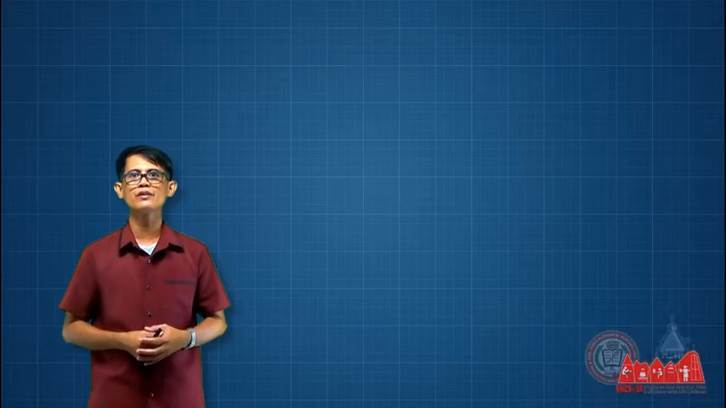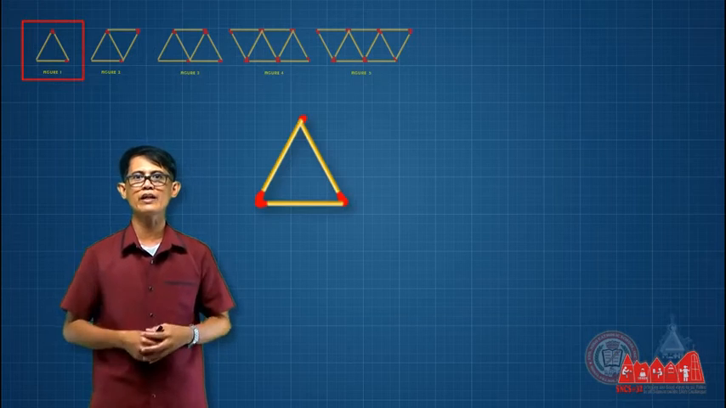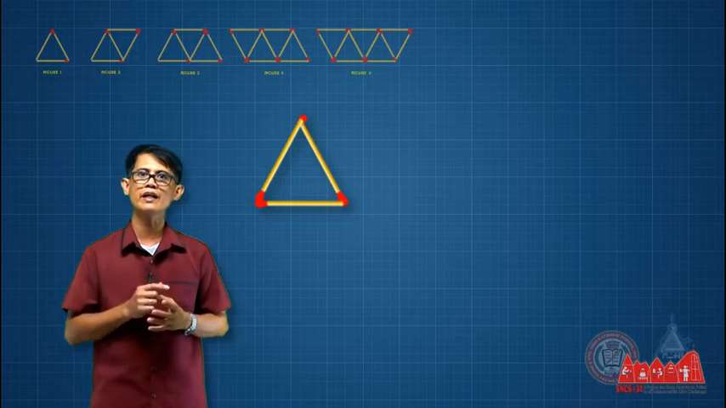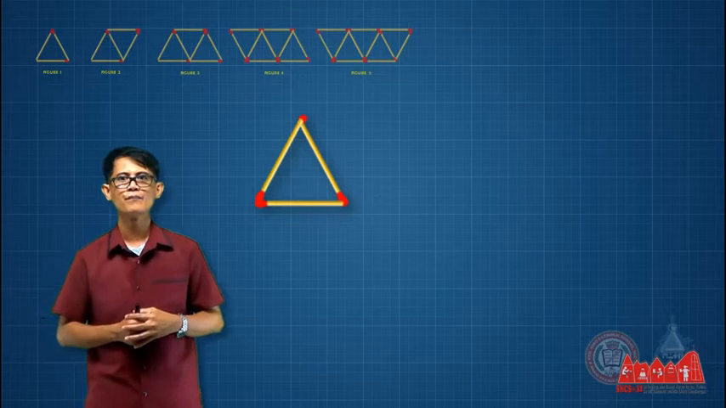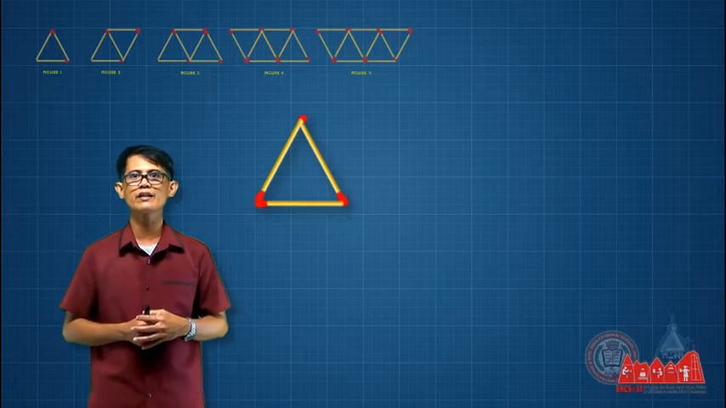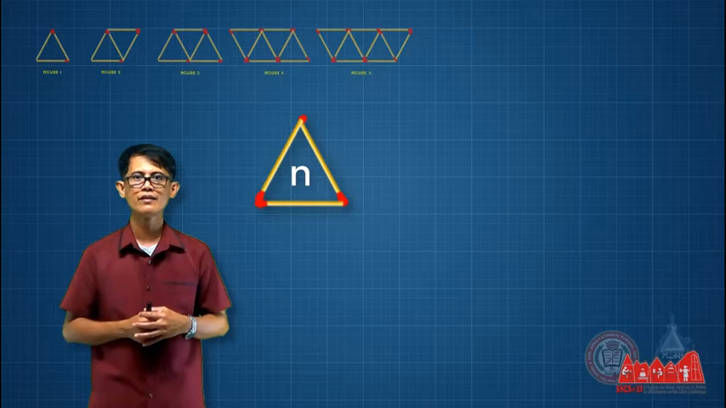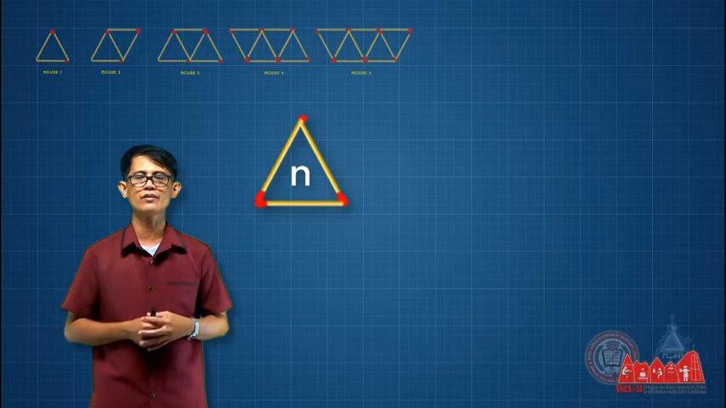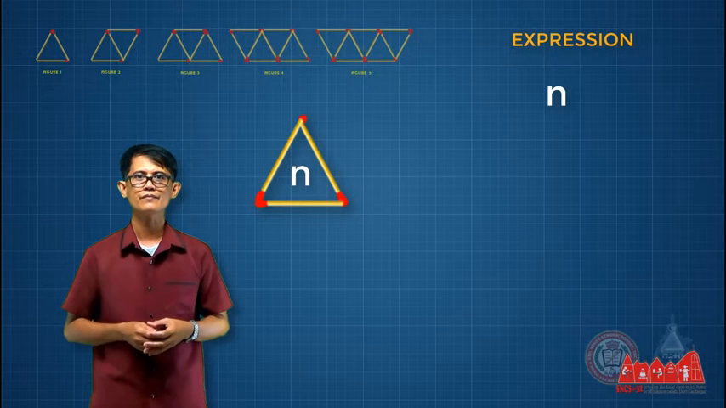One way is to start from figure 1. Just bear with me guys, okay? We have one triangle having 3 matchsticks. So we can represent one triangle to be our variable n, or any letters you want, x or y. This will be our first expression.